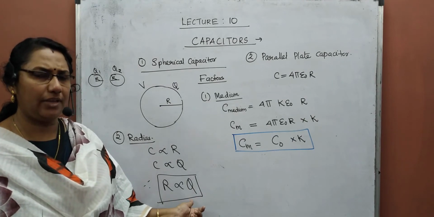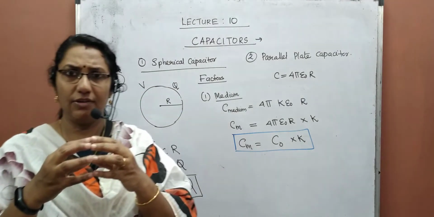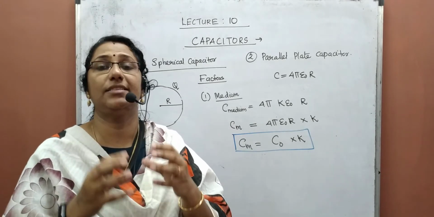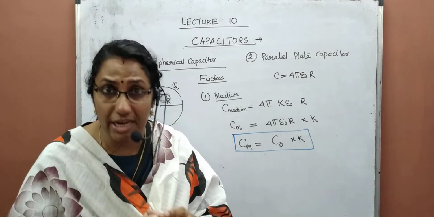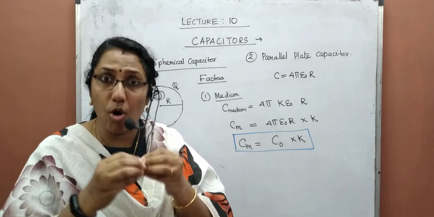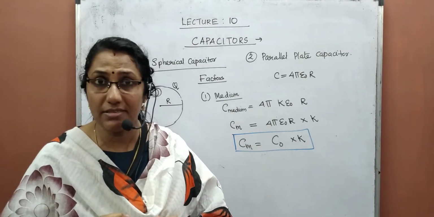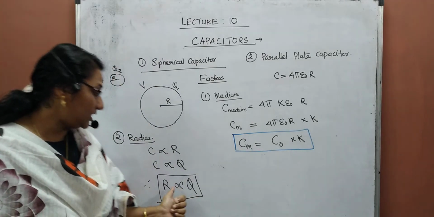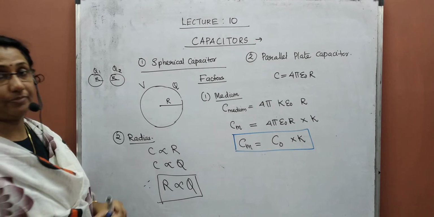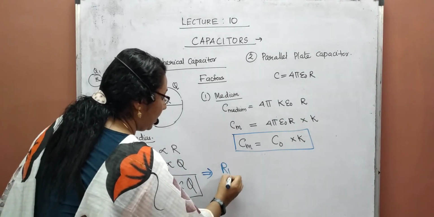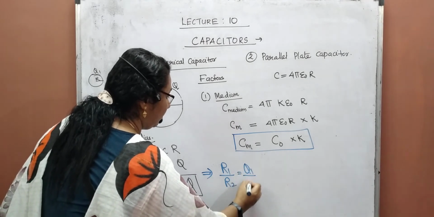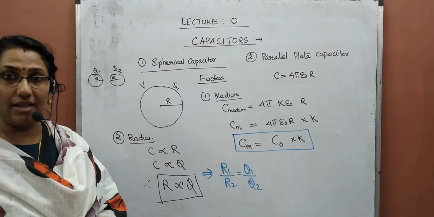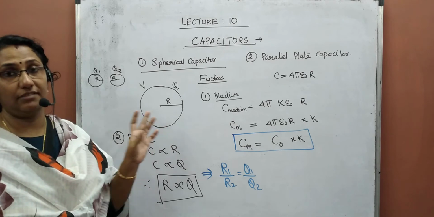So, when two spherical capacitors come in contact, are the charges always shared equally? No, the charges are shared equally only if the two capacitors are identical, having the same radius. If they are not identical, charges are distributed only in the ratio of their radii. You have to remember it always: R1 by R2 will be equal to Q1 by Q2. The charge ratio will always be the radius ratio. So, we have discussed the factors affecting the spherical capacitance.